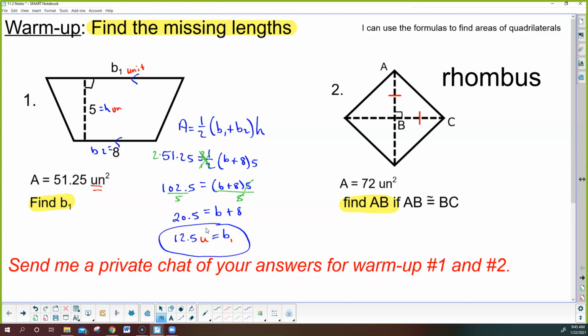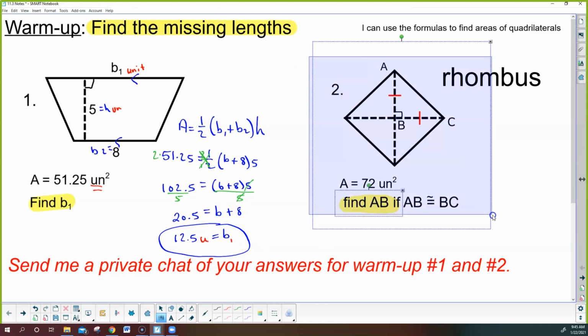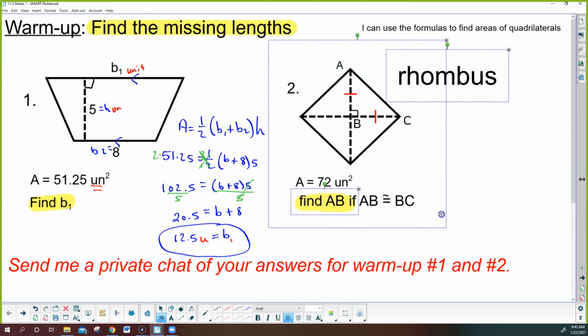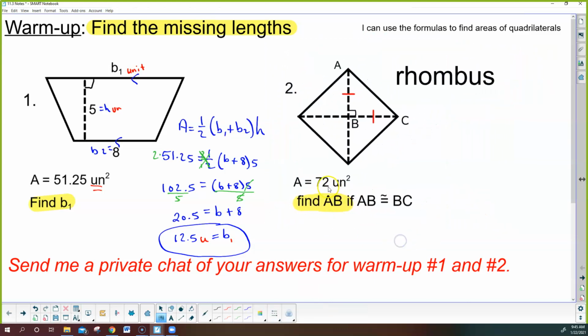All right, so now let's look at number 2. Now number 2 is really tricky. It is still a backwards problem, but they don't give us any side lengths. The only hint I gave you was that this was a rhombus. However, it's actually more than just a rhombus, but if we know that the diagonals are perpendicular, that's what kind of clued me in that this is a rhombus.